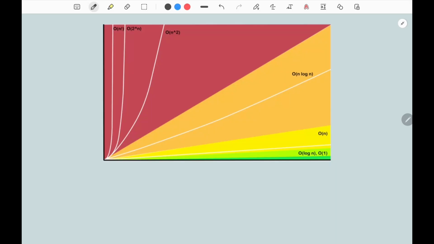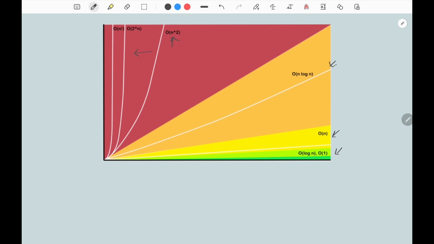So for quick reference, this is a chart that describes the different running times that we have, with red being the worst, orange being the middle ground, and progressing down to green, which is the best. Obviously, constant time is best, followed by log n. Then we have linear, n log n, n squared, and the other ones that we don't want to talk about.